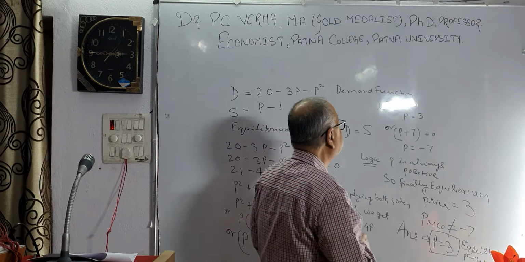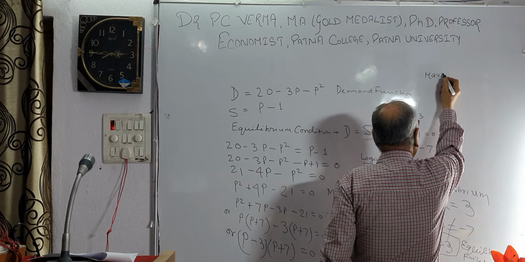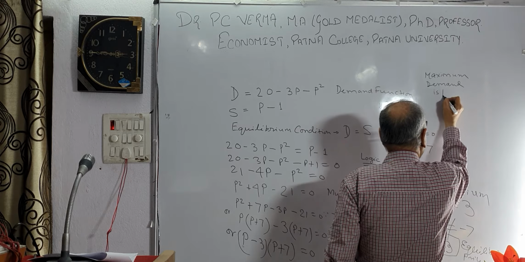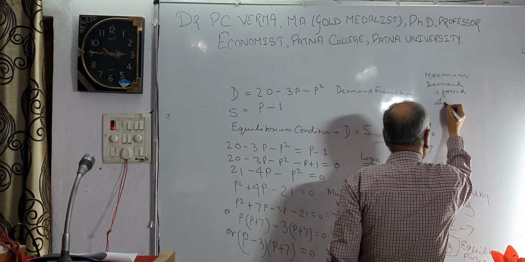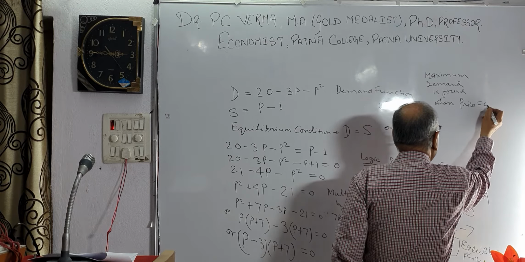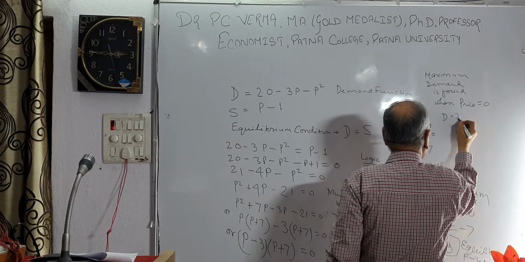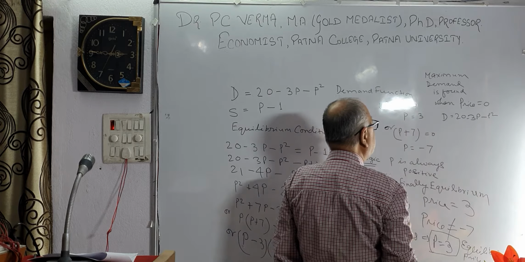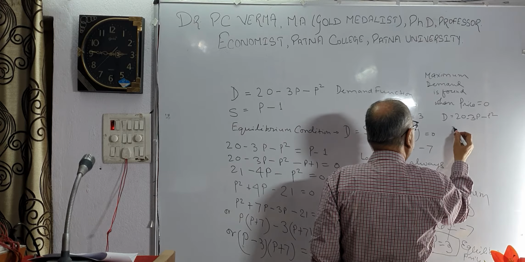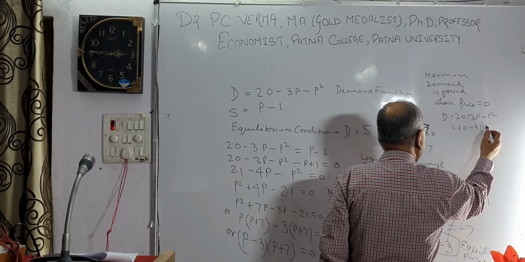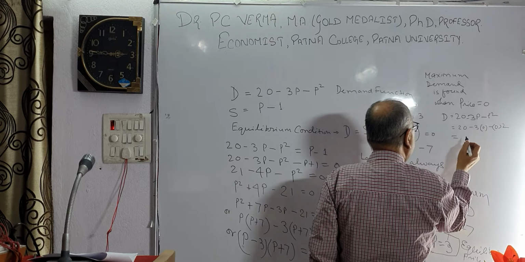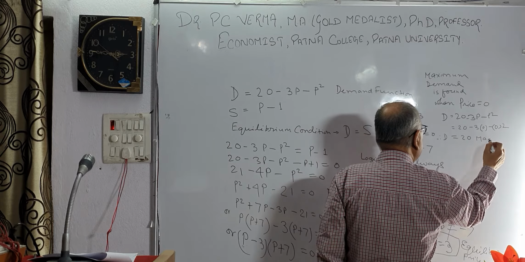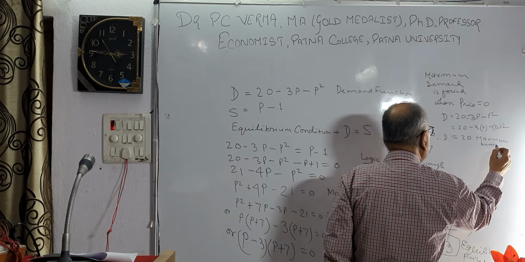For that, maximum demand is found when price is 0 and the demand equation is 20 minus 3P minus P square. When price is 0, then what will be the answer? 20. 20 is maximum demand.